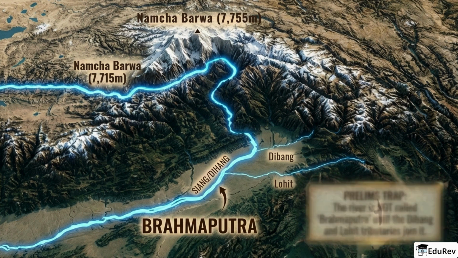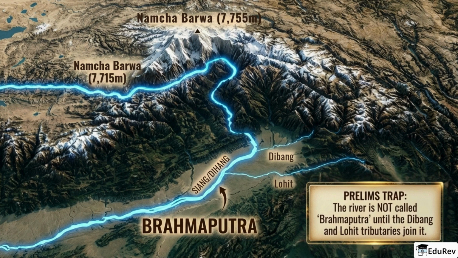And here is the classic prelims trap. It is not called Brahmaputra immediately. In India, it first appears as Siang or Dihang. Only after the Dibang and Lohit join it does the river take the name Brahmaputra. If you miss that transition, you lose an easy question.